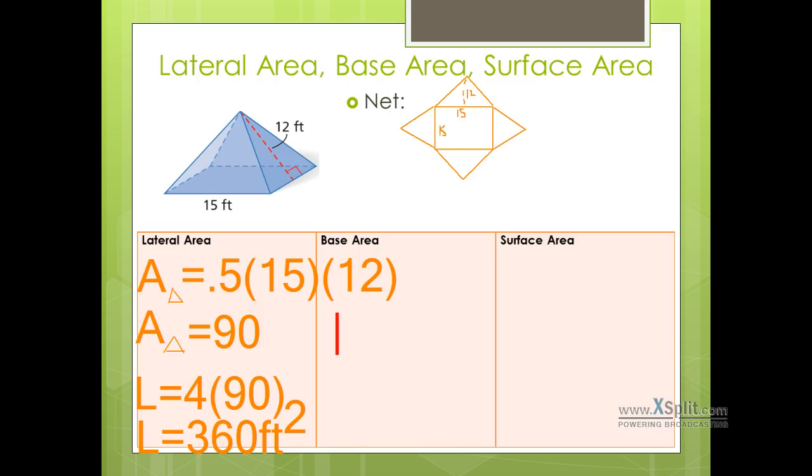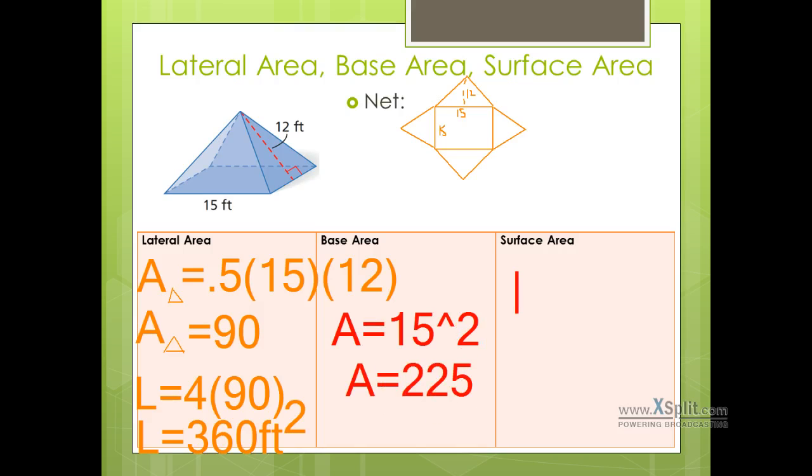Base area is not too bad. It's a square, so area is 15 squared. This little caret key you see sometimes is a squared. I know 15 squared, I believe, is 225. Yes, it is, according to my calculator. So base area is 225.